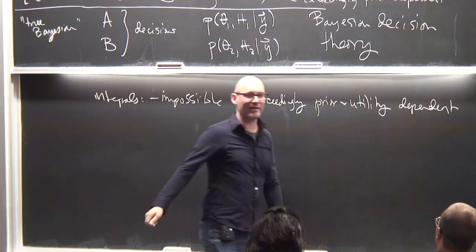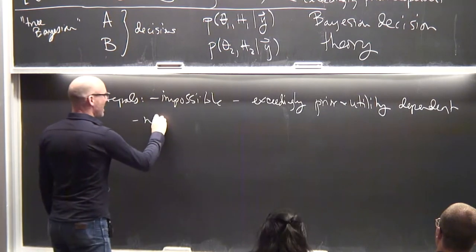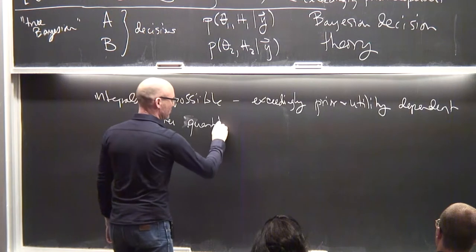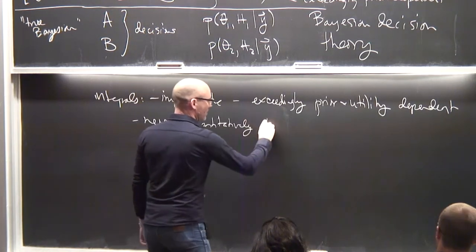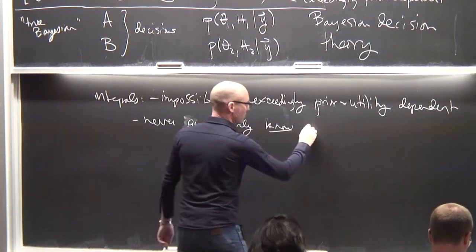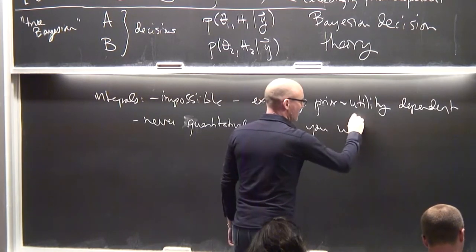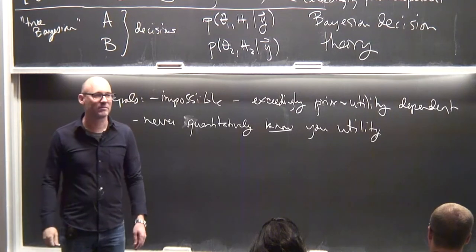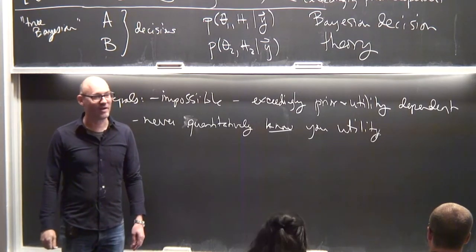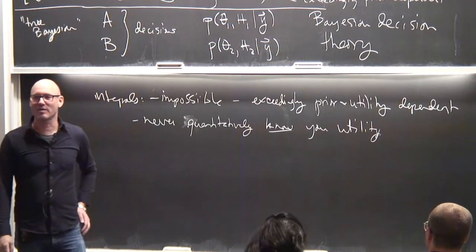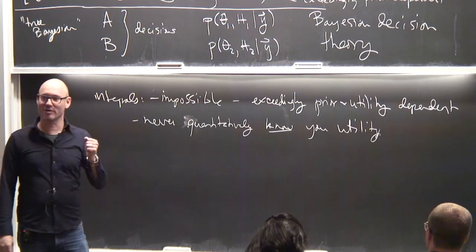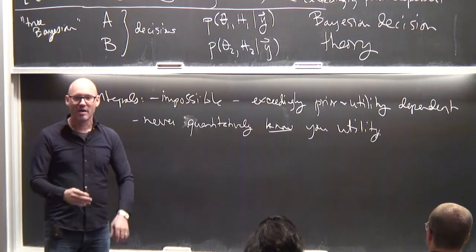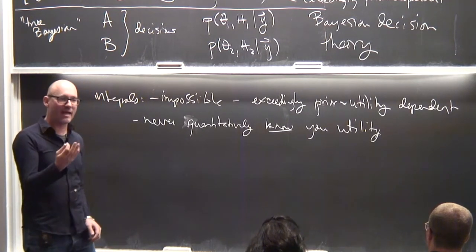And there's a worse thing, which is you never quantitatively know your utility. Who here has taken microeconomics? Oh, a few of you have. That's great. In economics, there's the concept of long term, there's short term. When people do supply and demand curves, it's a short term decision. But then there's long term decisions that entities have to make.